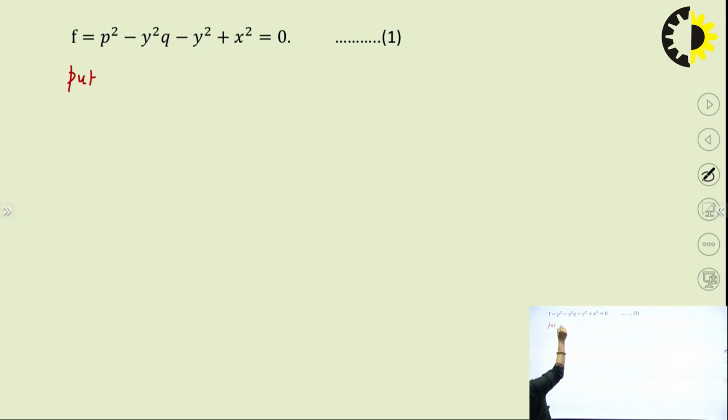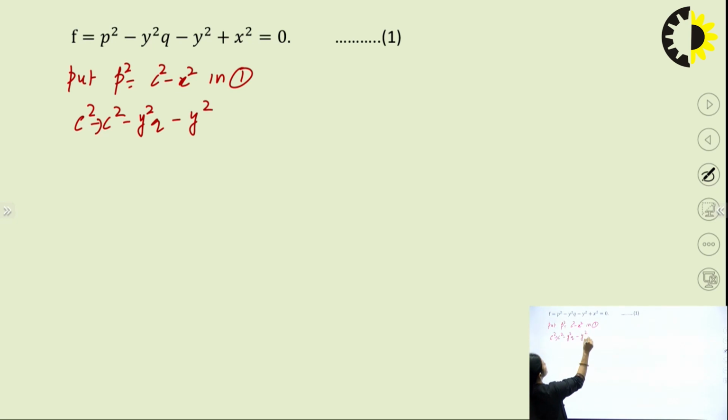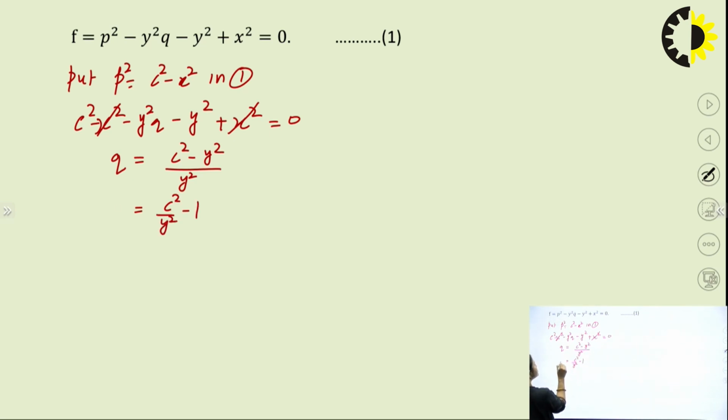Just put p² is equal to c² minus x² in 1. So we get c² minus x² minus y²(q) minus y² plus x² equal to 0. Simplify this relation for q, we will obtain q is equal to (c² minus y²) upon y², and it will be c² upon y² minus 1. So here is the value of q. So we have obtained values of p and q in terms of x and y.